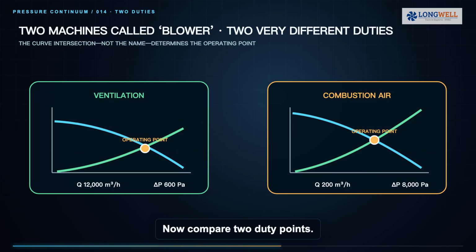Now compare 2 duty points. A ventilation system may need 12,000 cubic meters per hour at 600 pascals. A combustion air circuit may need 200 cubic meters per hour at 8 kilopascals. Calling both devices a blower reveals almost nothing. Plot the required airflow and pressure on each tested curve. The intersection with the system curve determines the real operating point, absorbed power, efficiency, and motor margin.